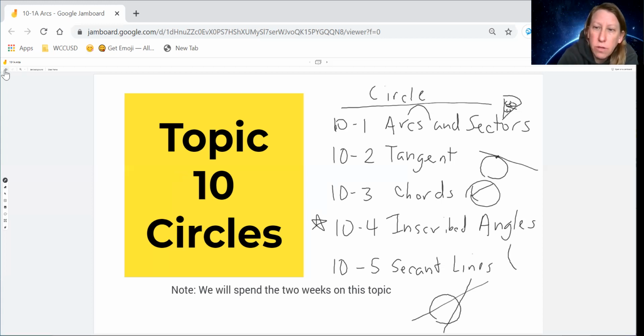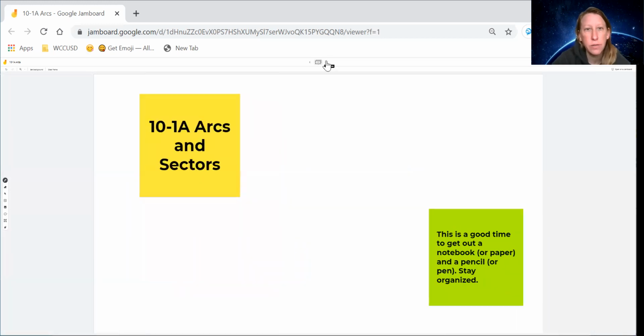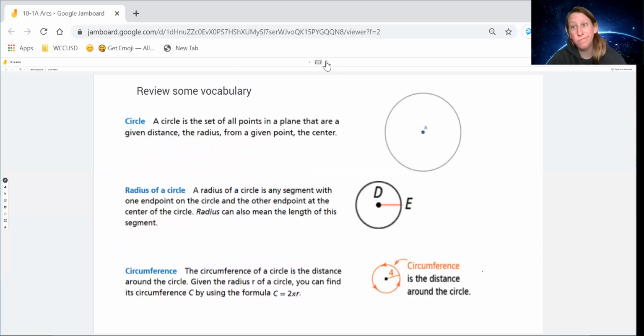Inscribed angles are just what it sounds like. There's a circle, and inside the circle, I'm going to draw an angle. So this angle is inscribed. So today we're going to get in and talk about arcs. Arcs. So it's a new shape.